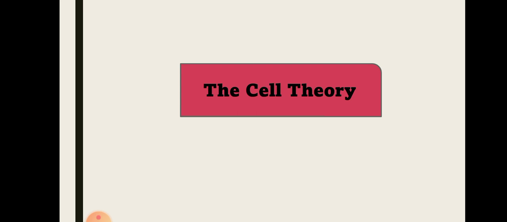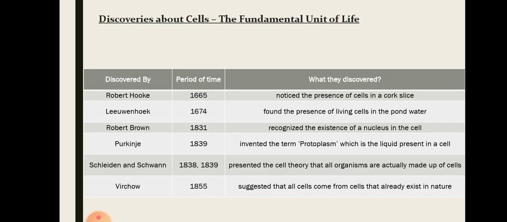The cell theory, that all plants and animals are composed of cells and that the cell is the basic unit of life, was presented by two biologists, Schleiden in 1838 and Schwann in 1839. The cell theory was further expanded by Virchow in 1855, who suggested that all cells arise from pre-existing cells.